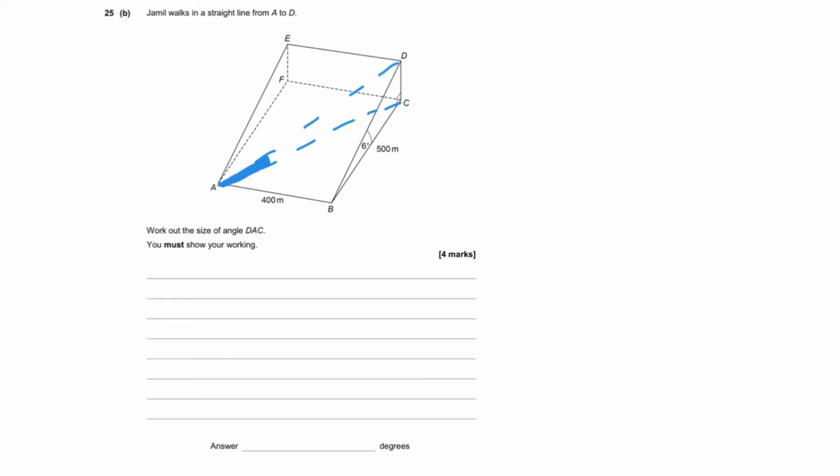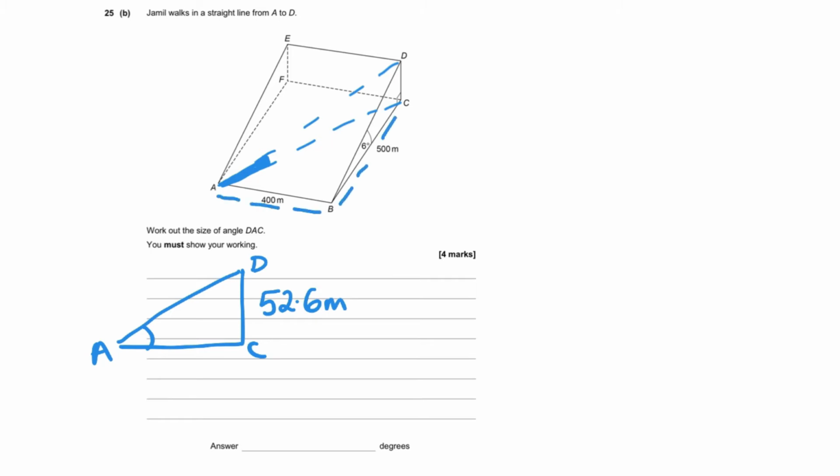So the triangle that we're looking at is DCA. This is the angle that we're interested in. We know the length of CD because we found that out in part A, so that's 52.6 metres. But we don't have any other information about this triangle. But if we go back to our original diagram, the length AC is the hypotenuse of another triangle, this triangle round here. And we've got all of the information to help us there.